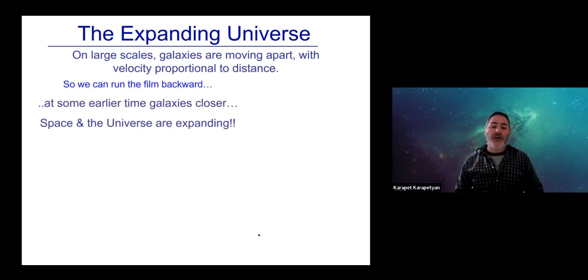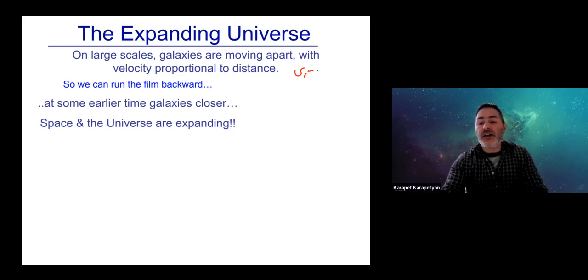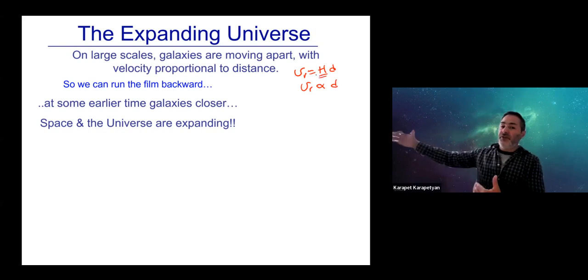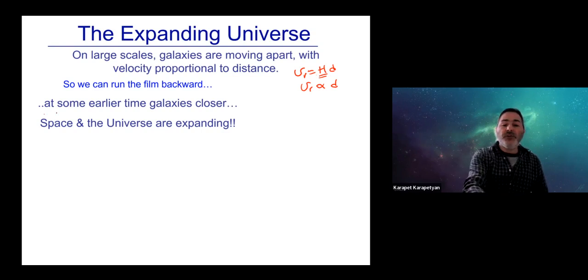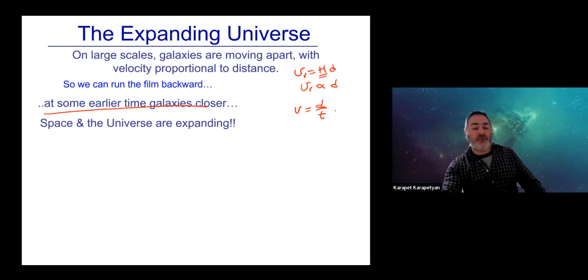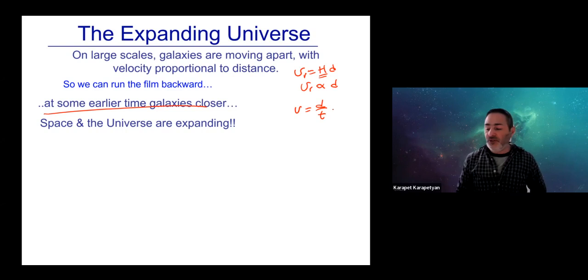So the idea here is, on a large scale, galaxies are moving apart with a velocity proportional to their distance. Okay, that means receding velocity equals a constant times distance. That's why we can say it's proportional to distance, because this guy here is just a constant. So the further you are, the faster you're moving. Now that means at some earlier time, galaxies were closer. Another equation for velocity is distance over time. So if you rewind back, when time was small, then basically they were moving at a lower speed and were much closer to one another.